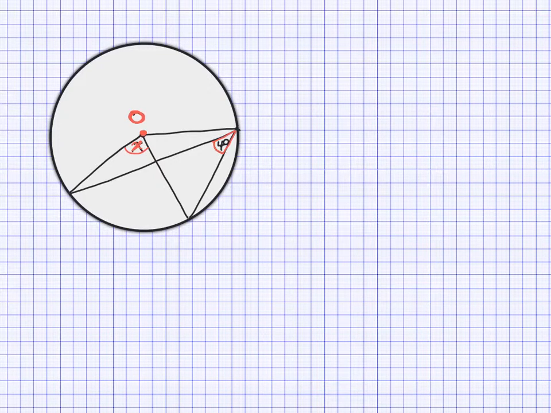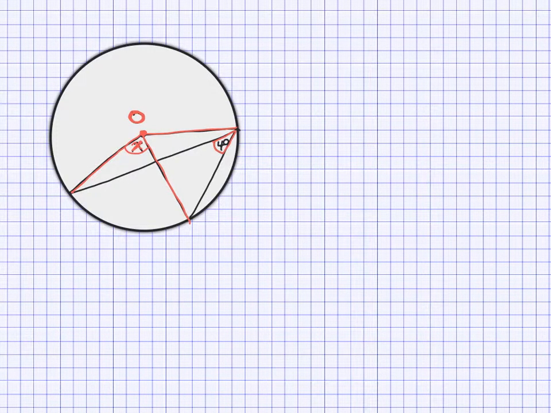Since that's the center of the circle, any line that goes from the center to a point on the outside of the circle is going to be the same length, because that's going to be the radius of the circle. So this line right here will be the exact same length as this line and also this line, because they're all the radii of the circle. So they're all the same length.